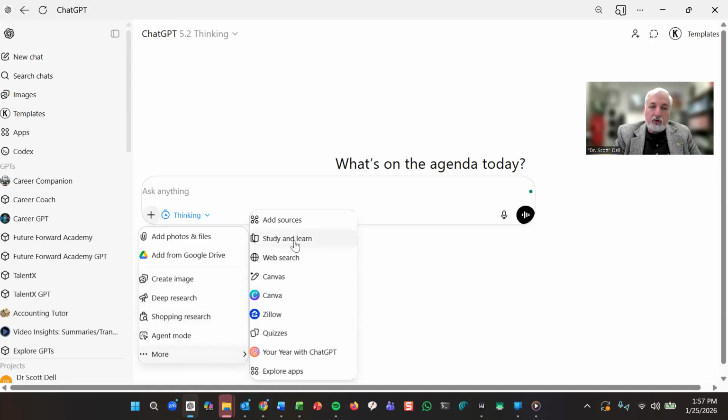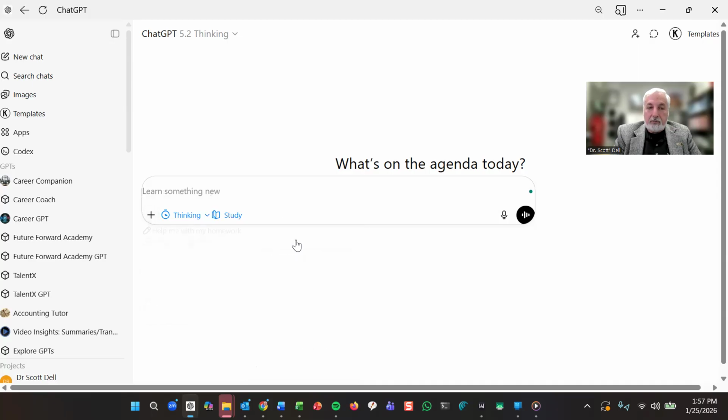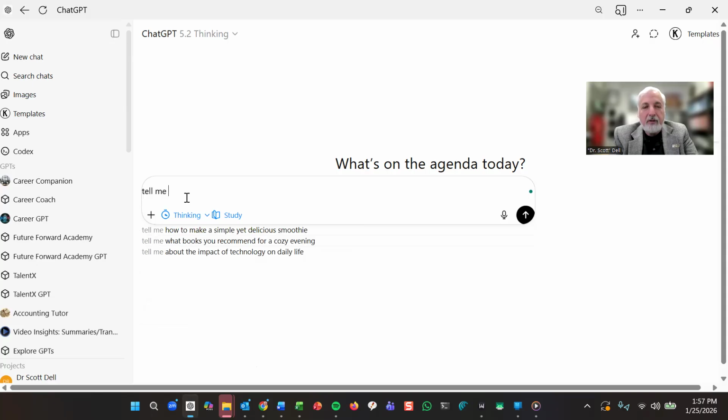If you're in the free mode, you'll see the study and learn on that first window. By the way, Zillow, LinkedIn, Canva, and quizzes and other things that you can create from here. I'm going with study and learn mode. I'm not going to do any fancy prompting. Tell me about debits and credits.